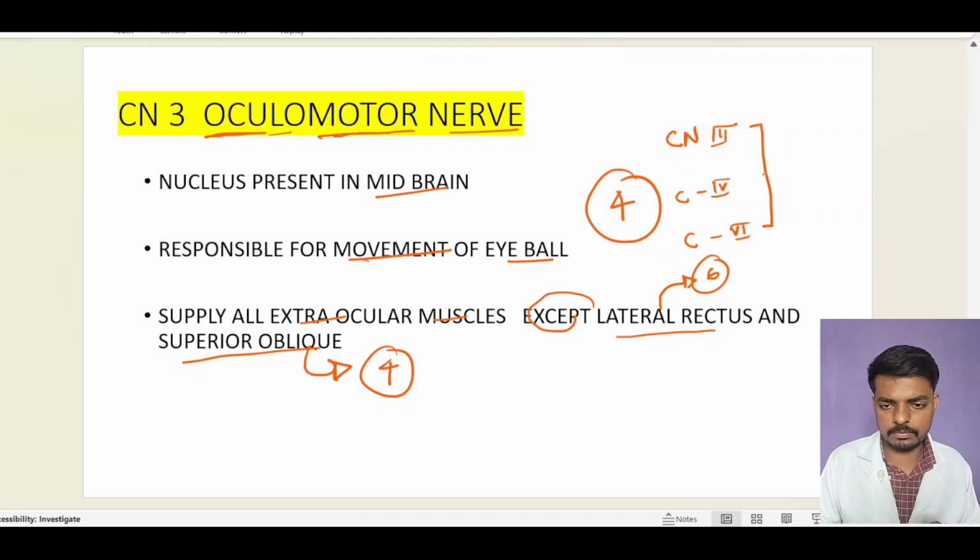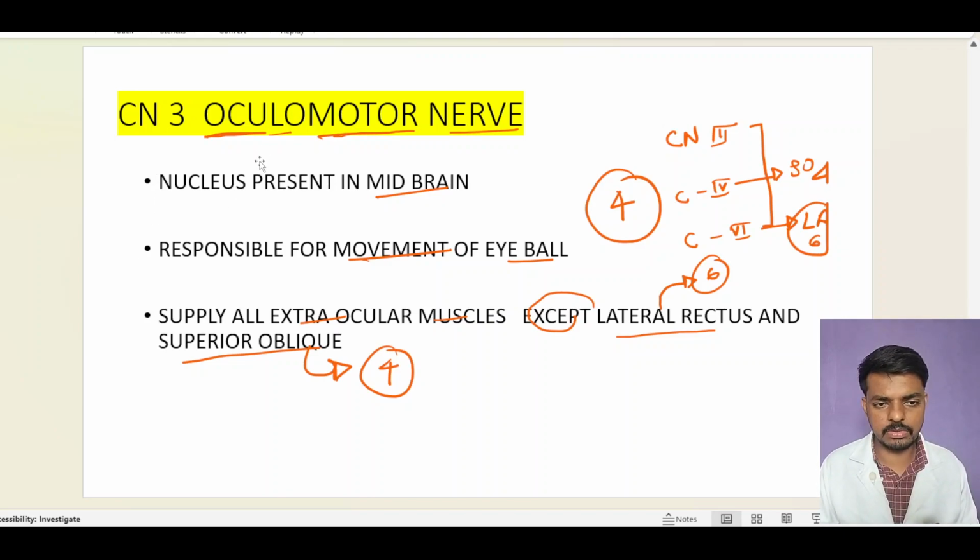Our 4th cranial nerve supplies only one extraocular muscle, the superior oblique. So you can remember this as SO4. And our last, sixth cranial nerve supplies our lateral rectus, so you can remember this as LR6. LR6, very important.